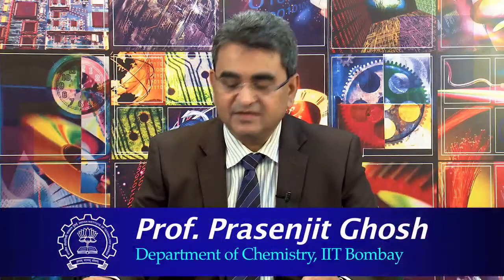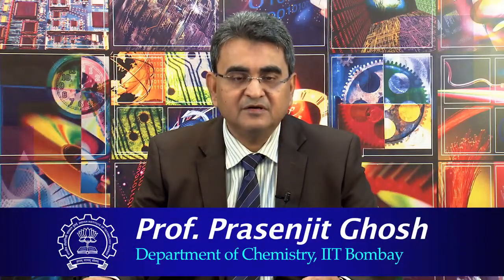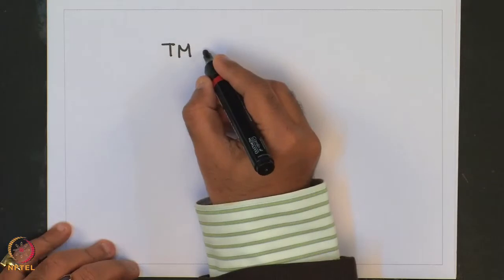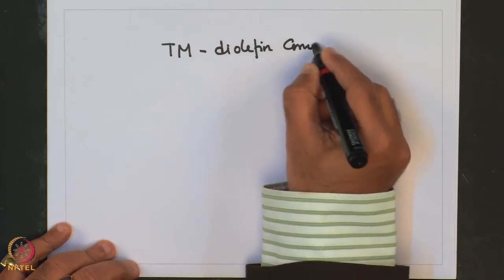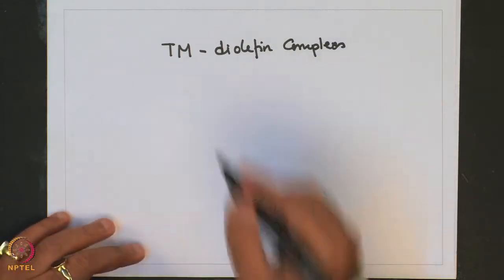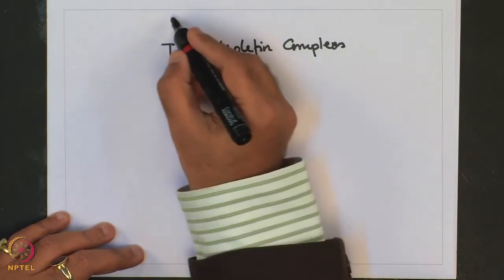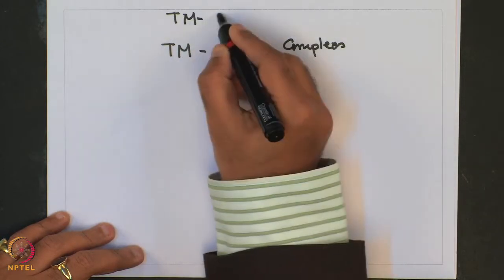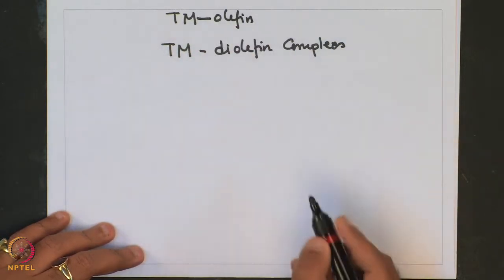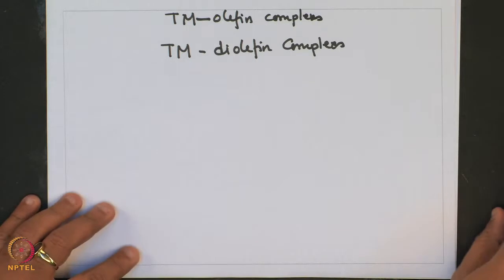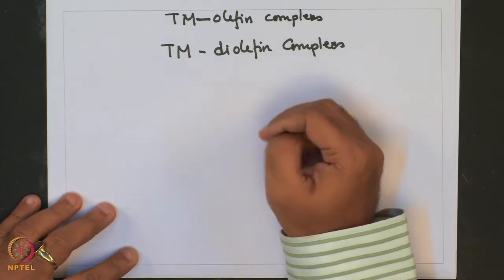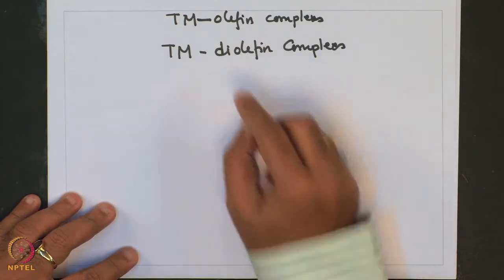Welcome to this lecture on transition metal organometallic chemistry from principles to applications. We have been discussing an important type of organometallic compounds, particularly the transition metal diolefin complexes. And we have been discussing this transition metal diolefin complex in the pretext of the transition metal olefin complex. What we had seen is that these transition metal diolefin complexes differ significantly from the transition metal olefin complexes when this diolefin is conjugated.